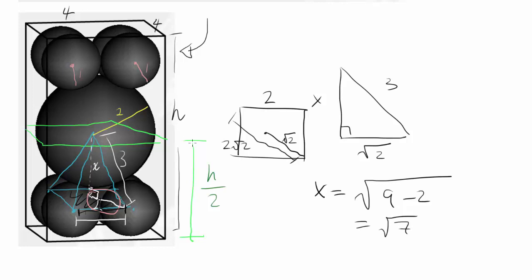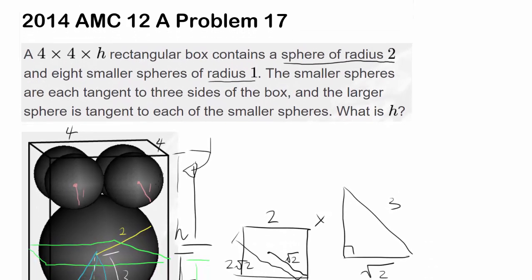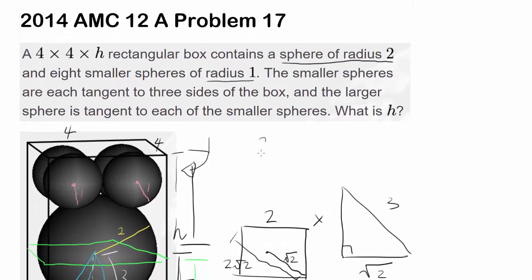And let's think about this. What is our height? Well, we have square root of 7 from this pyramid, and we have an extra 1 radius. So you have 1 plus square root of 7, and you want to double it, because you also have to account for the top part. So the answer is going to be 2 plus 2 times square root of 7. I did not print the answer choice, but the answer is 2 plus 2 times square root of 7.